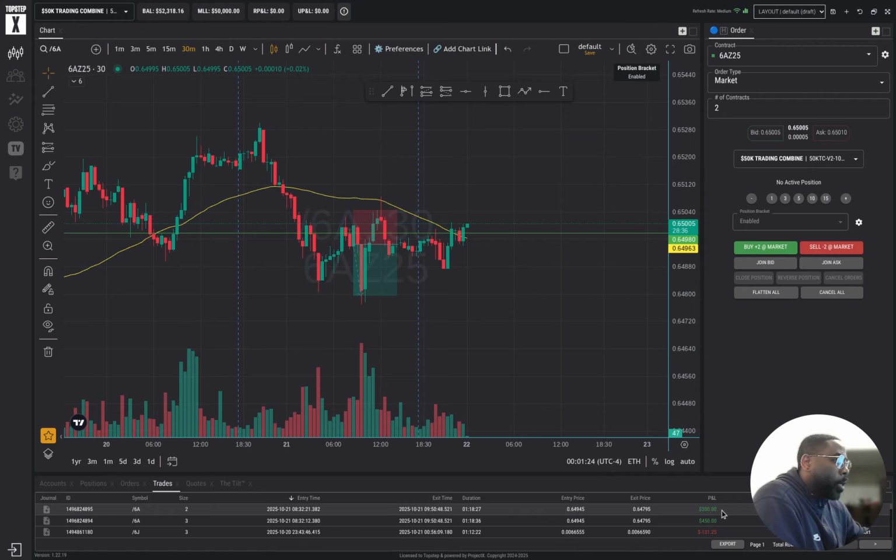It was one trade, but I went in with two different contract sizes. That's why you see it split up here. So you see the entry was within seconds of each other.